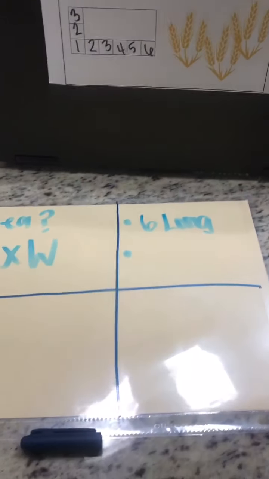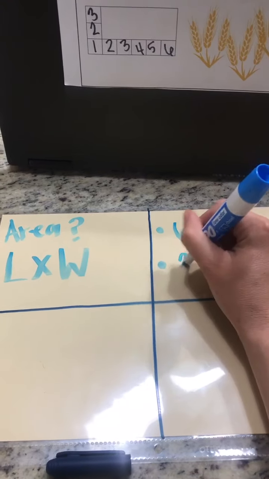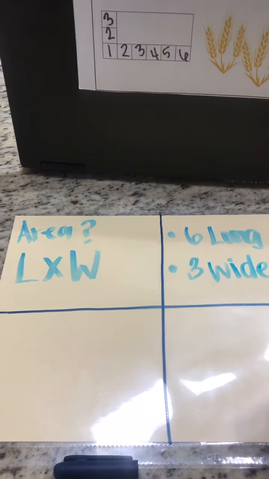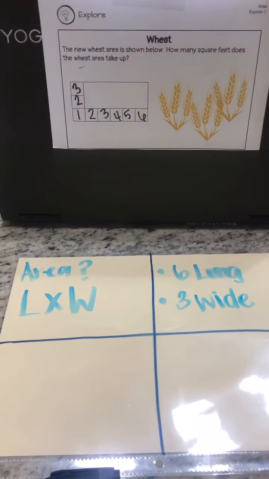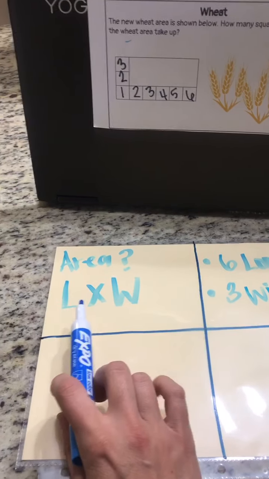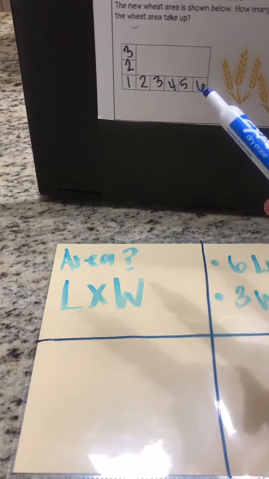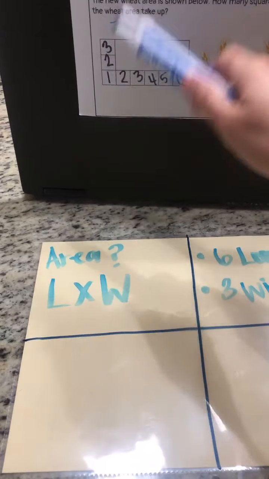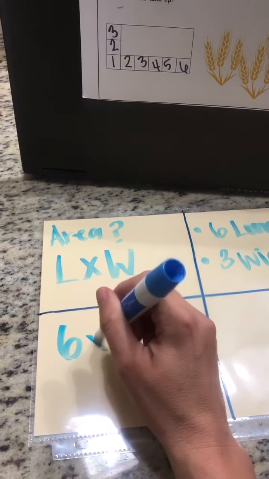I'm going to come back to my paper. I'm sorry I'm moving all over. 3 wide. Okay, so now we have our data. We have to solve. Well, super easy. We're just going to look over here. It tells us we're multiplying length times the width. And it's just like the area model. We've done this before where we just see how long is this part, how long is this part, and then we multiply. Same thing for our equation, 6 times 3.